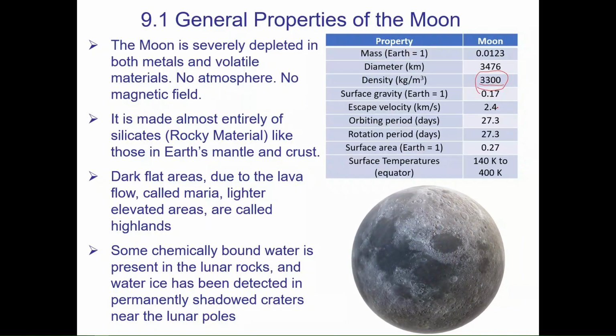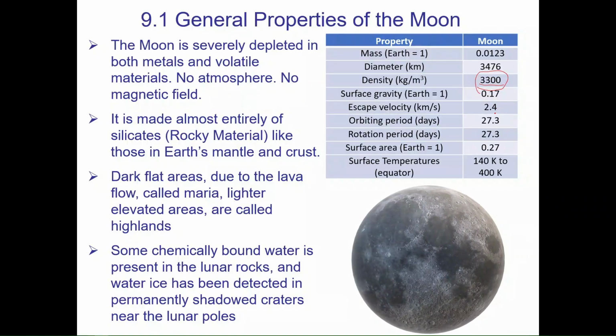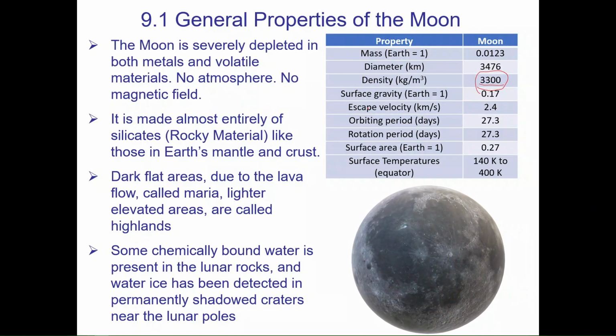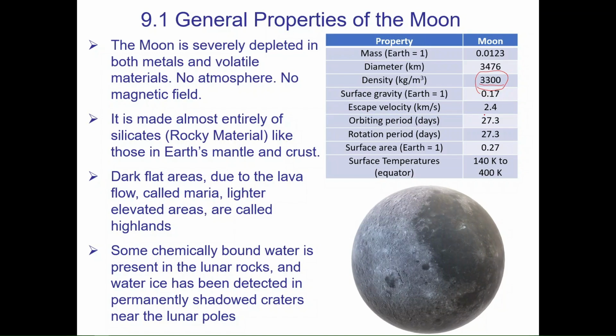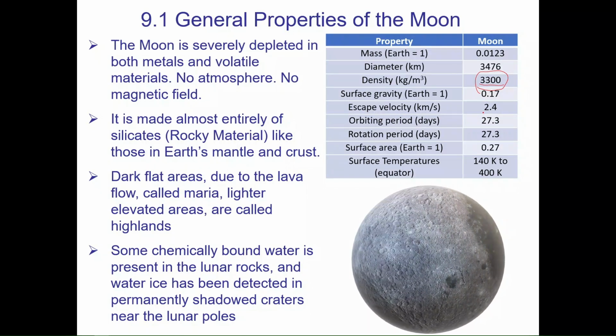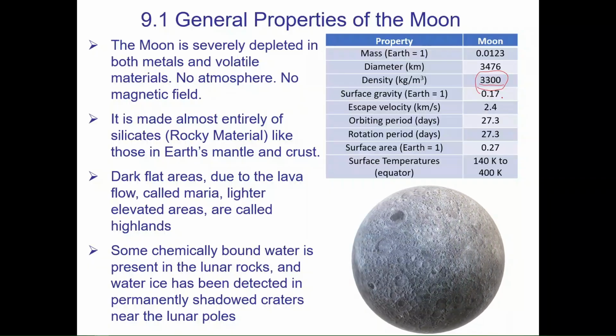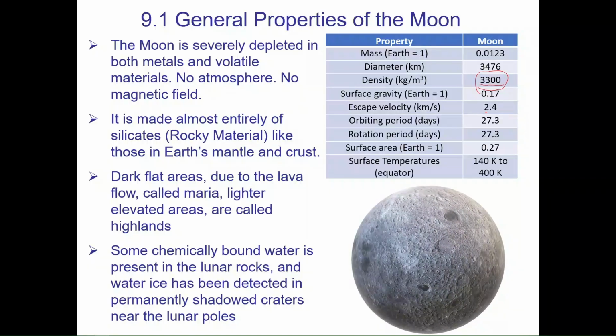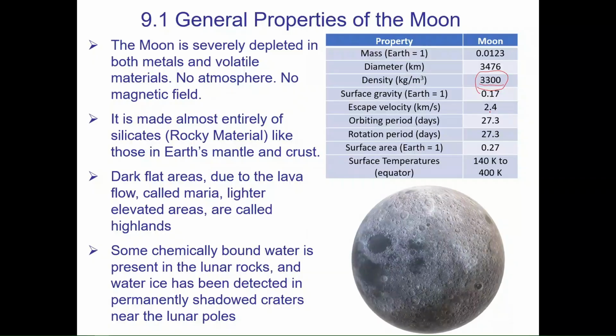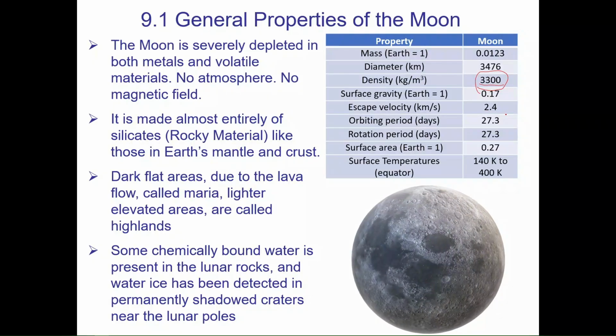As a result, to escape the gravity of the moon, you need much less escape velocity. So it is easier if you think about launching a rocket ship from the moon. At the same time, that means it's also easier for air to escape from the moon's gravitational pull.